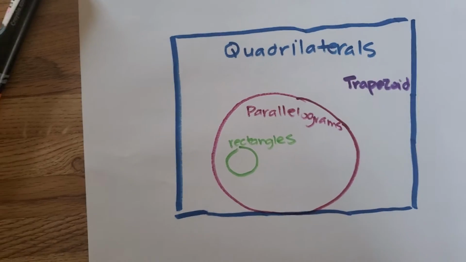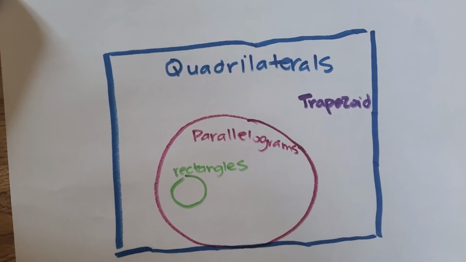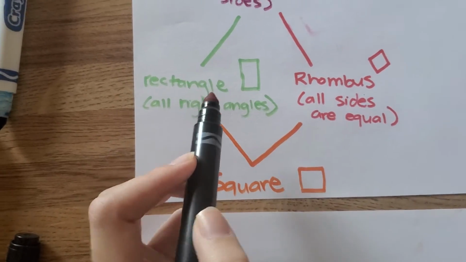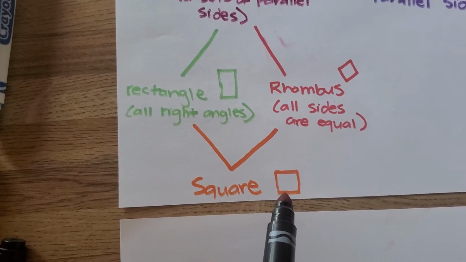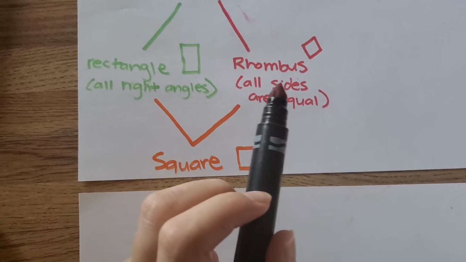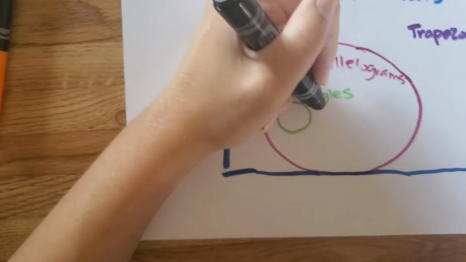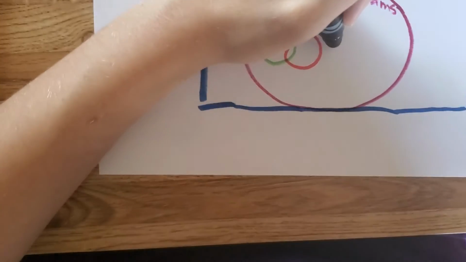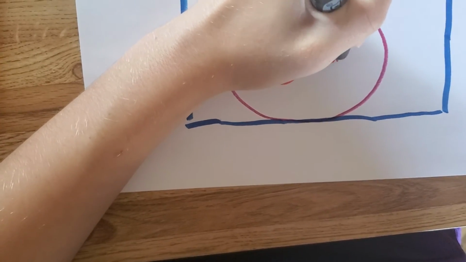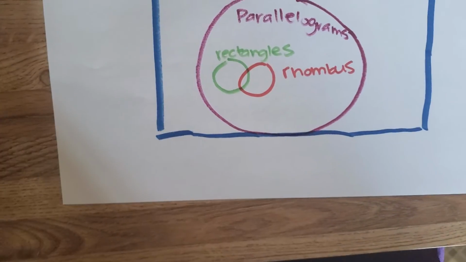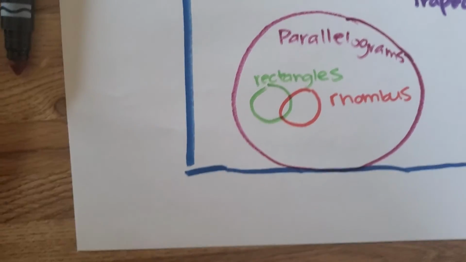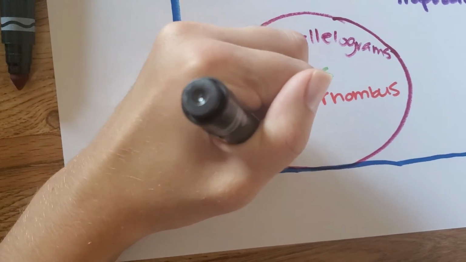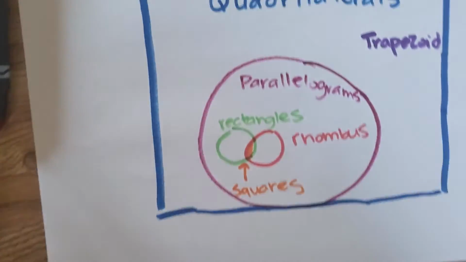And then we're going to make a separate circle for our rhombuses, but we need to make sure that these circles come together at one point because a rectangle and a rhombus can come together to make a square. It's a parallelogram with all right angles and all equal sides. So it's a rhombus, a rectangle, and a parallelogram. So these right here are our rhombuses, this circle here. And right in the center, where parallelograms, rectangles, and rhombuses all come together, this center part is our squares.